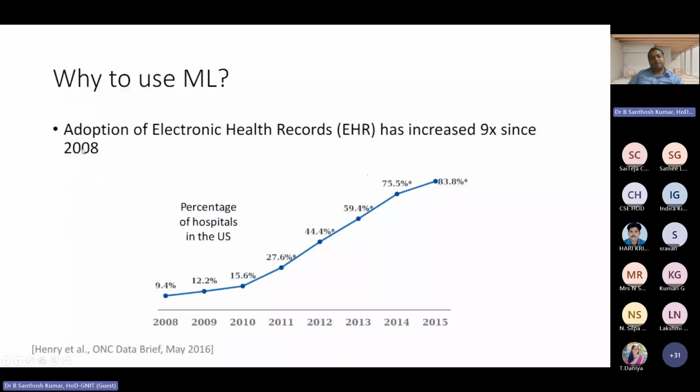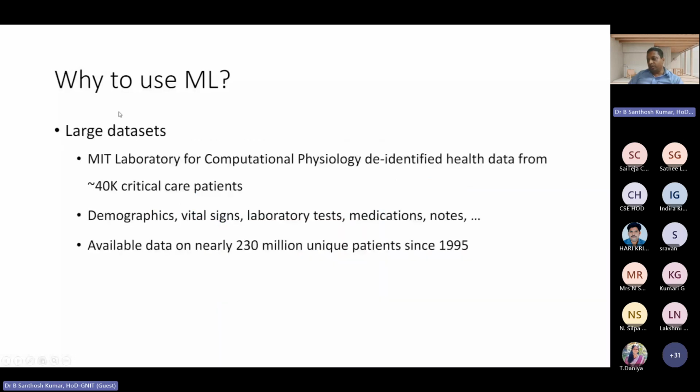So the adoption of electronic health records has increased 9 times since 2008. It means in 2008 only 9.4% was used, but actually in 2015 they are using 83.8%. So maybe now they may cross 100% also. So that is why we use large data sets.